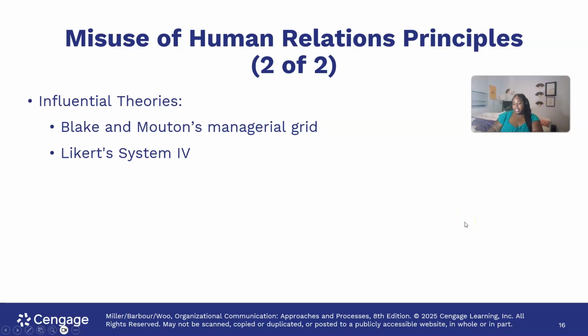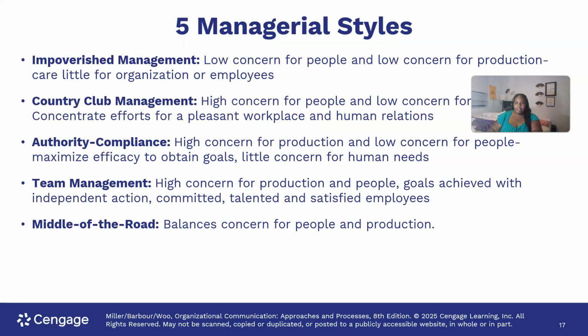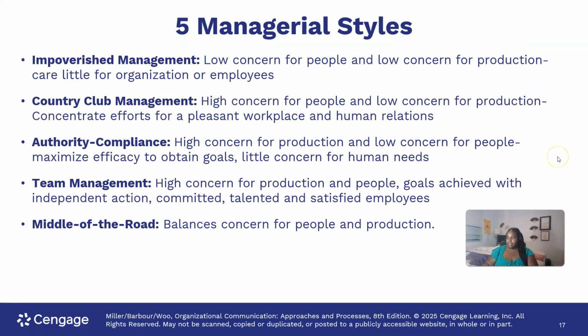So let's talk about the managerial grid and the Likert system. All right, so let's talk about the 5 managerial styles. We first have impoverished management when we have no concern for people and no concern for production and little care for organizations and employees. So similar to the theory X we were talking about.